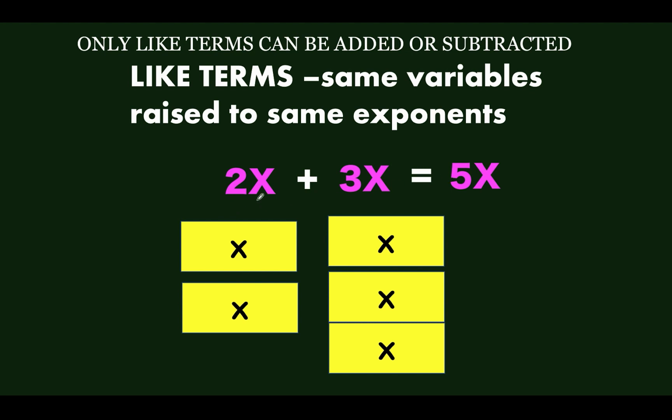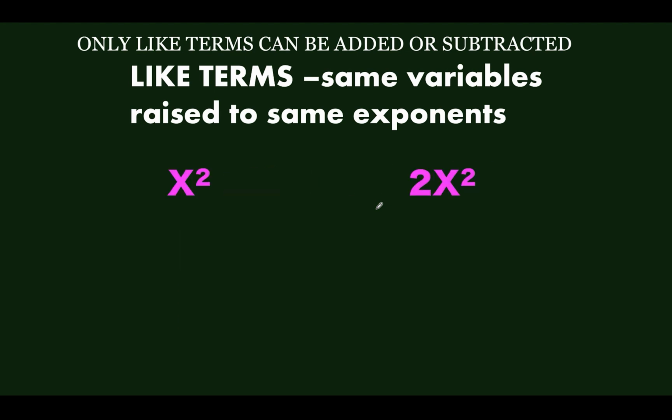So you now have 2 of this kind plus 3 of the same kind equals 5 of that kind. And these x are just placeholders of a known quantity. Next, x squared plus 2x squared are also considered like terms because you have a variable raised to exponent 2 and another variable raised to the same exponent 2. So we have the same variable raised to the same exponents.